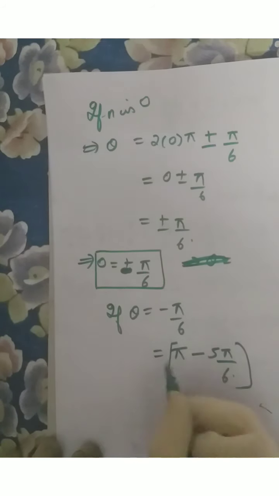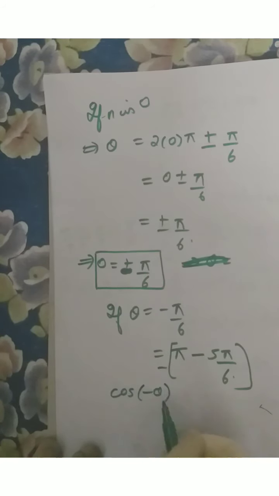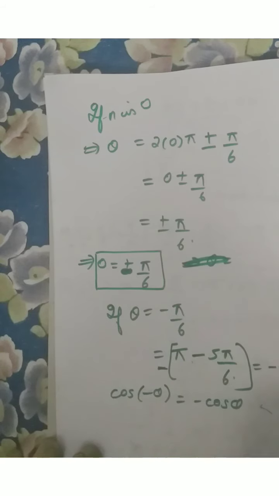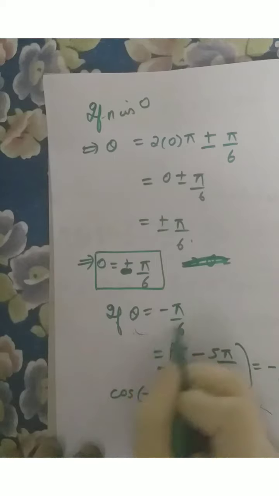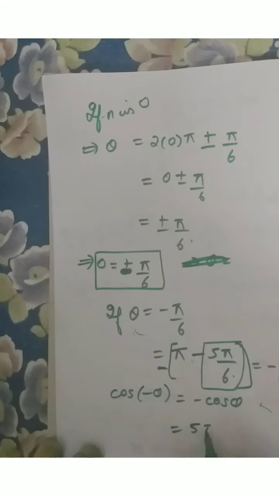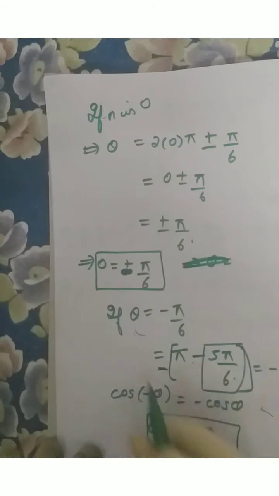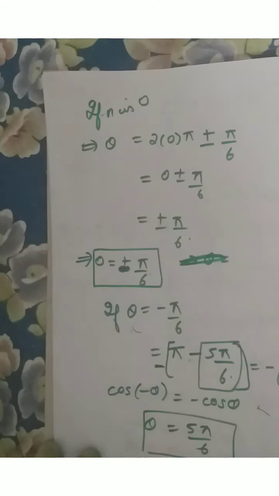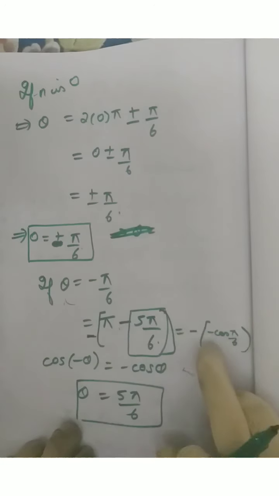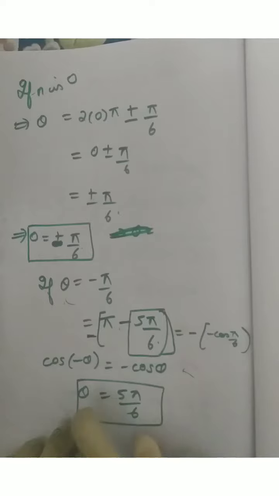Now where is this minus going? We know cos of minus theta is minus cos theta. Since this is cos, this minus will go, minus into minus. Here I will have minus into minus cos pi by 6. So we'll have plus cos pi by 6. So minus pi by 6 can be written as 5 pi by 6. So the values of theta which I have here are pi by 6 and 5 pi by 6, sorry. Here I have pi minus pi by 6. Cos of minus theta is minus cos theta. Theta is equals to 5 pi by 6.